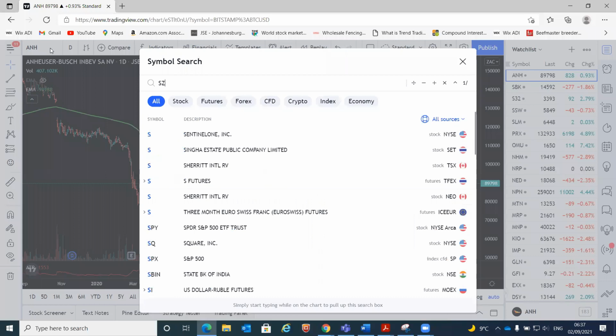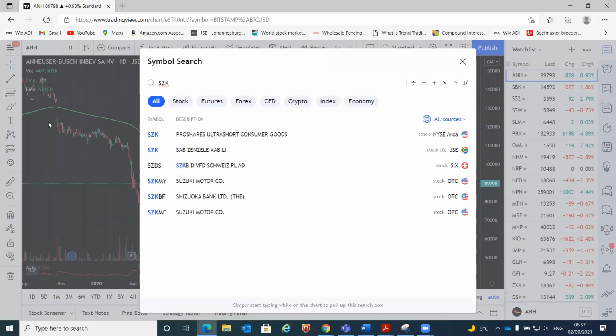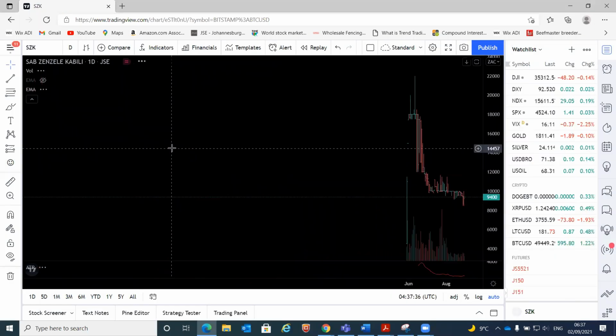It seems like it's a simpler process on EasyEquities compared to Computershare. So now let's look at the Zenzele Kabili shares and see how they have performed. Now we're just going to look at the price history.